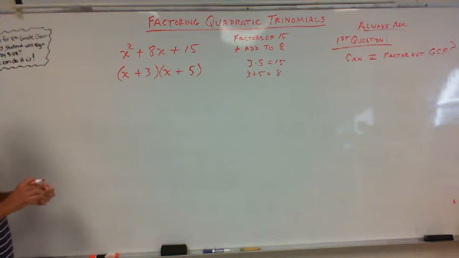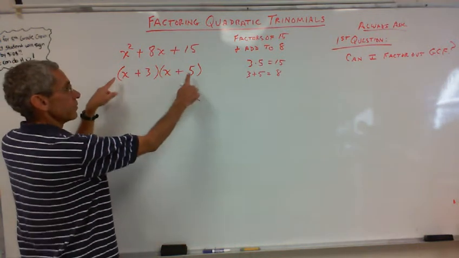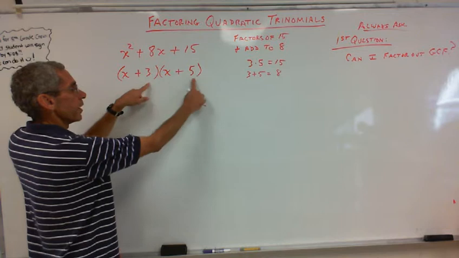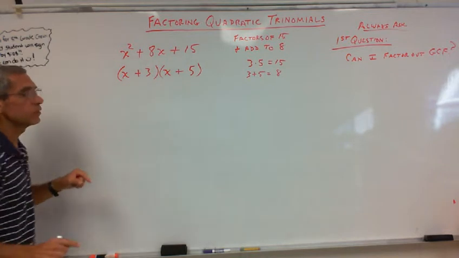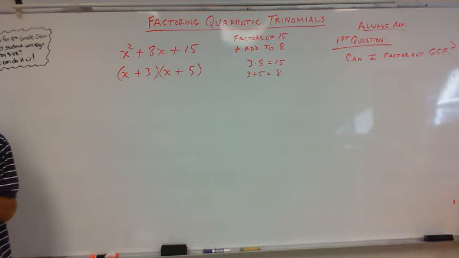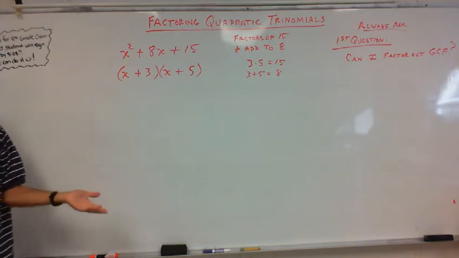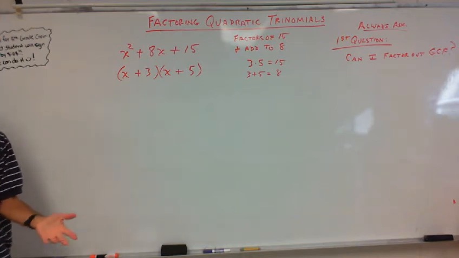So remember FOIL: the first times the outside times the inside times the last, right? So always check this, and I say this every year, and maybe 2 people do it on a regular basis, and nobody else does. And they always get them wrong on the test, and I ask, why did you get it wrong? You should have checked, right?